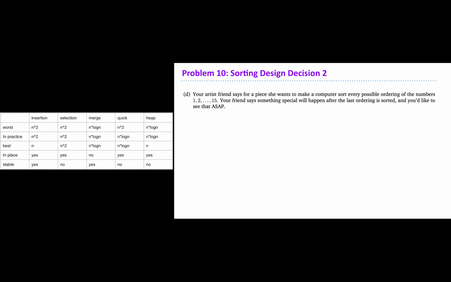Cool. Let's move on to this fourth scenario. Your artist friend says for a piece, blah, blah, blah. She wants to make a computer that sorts every possible ordering of the numbers 1 through 15.